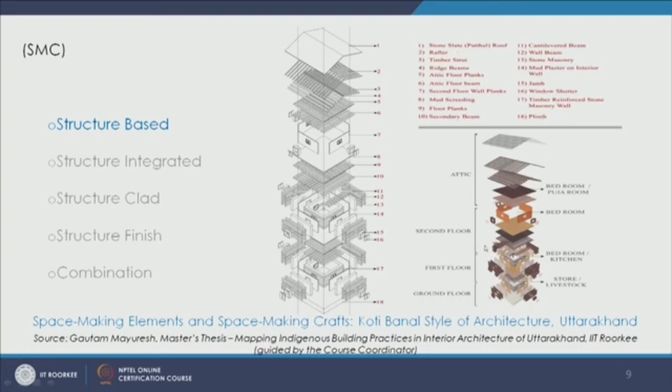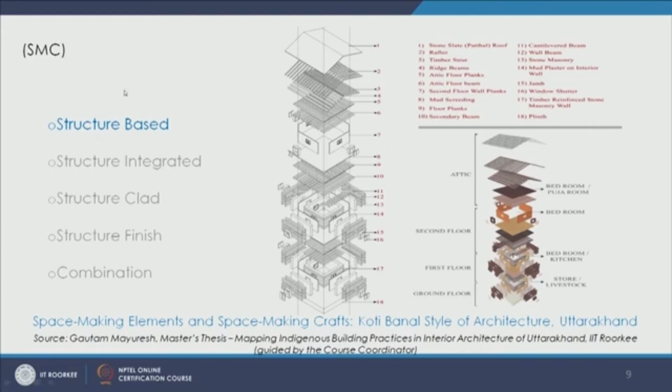I will not get into the details of understanding Koti Banal right now, that we will see in the case studies in Uttarakhand in the subsequent module. So there are different space making elements and there are different skills that go into the making of this residence or a dwelling unit. So here this is majorly structure based, and Koti Banal style of architecture is known for its earthquake resistance and structural stability.